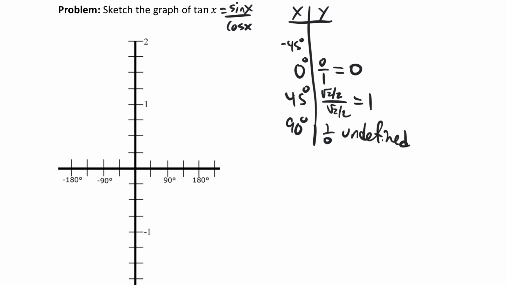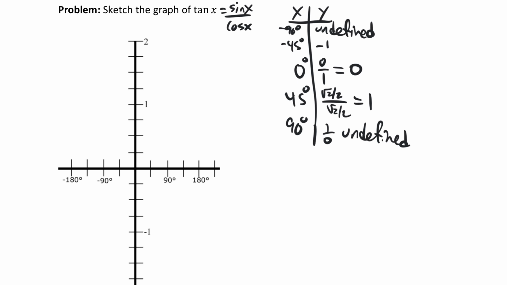Similarly, at negative 45 degrees, we're going to have the same value, but one of them will be negative. So this will be negative 1. And at negative 90, we're going to have the same undefined problem. This time, sine will be negative 1. But negative 1 over 0, you still can't divide by 0.